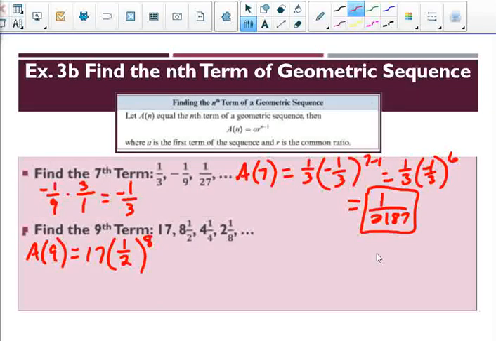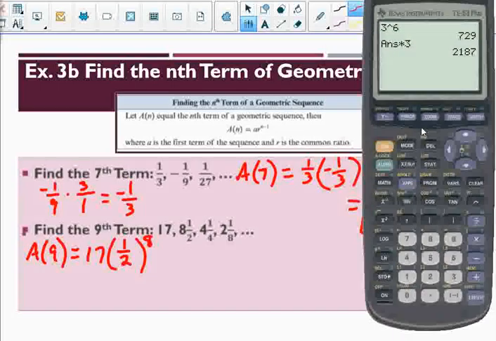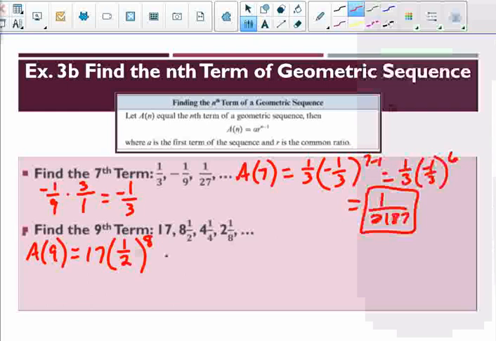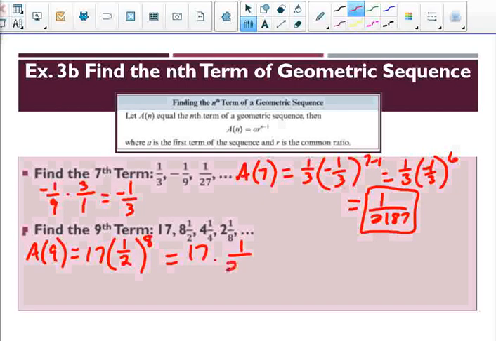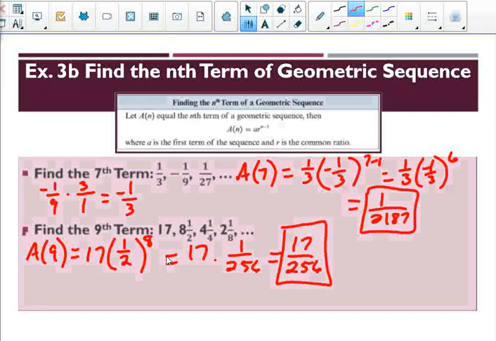Let's get our calculator back out. 2 to the 8th power gives us 256. So that's going to be our denominator. So I have 17 times 1 over 256. When I multiply those together, you get 17 over 256. This would be our ninth term of that sequence.